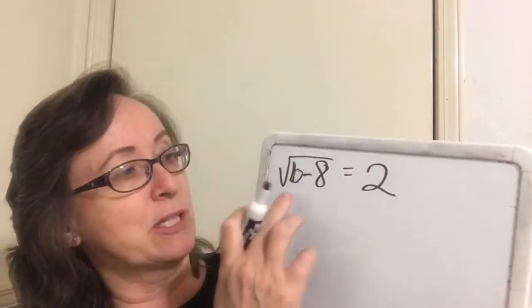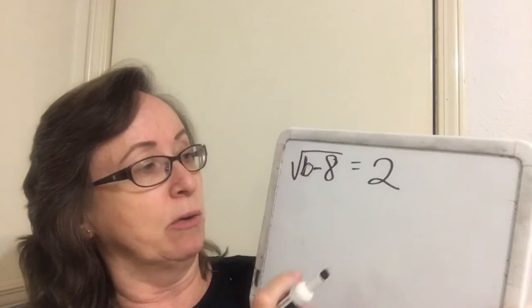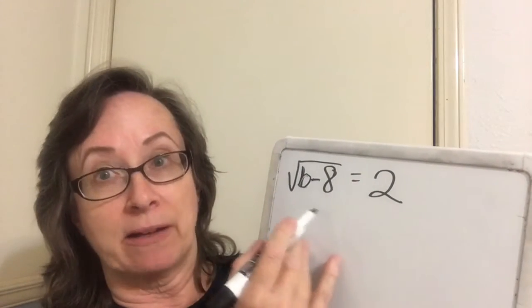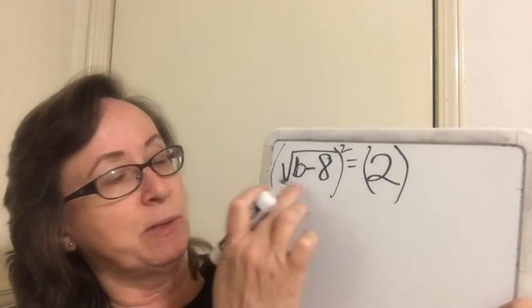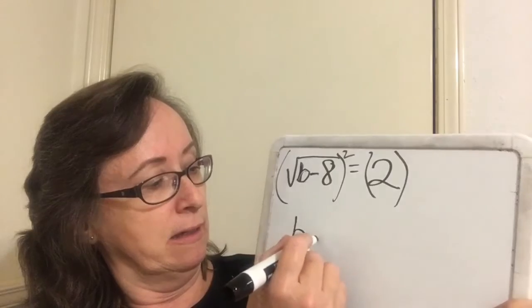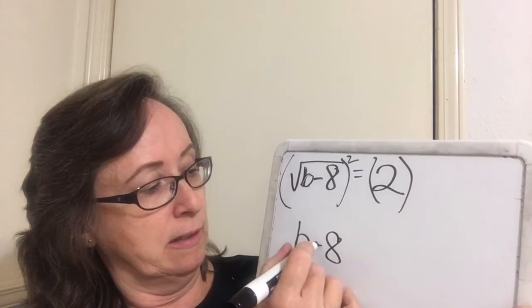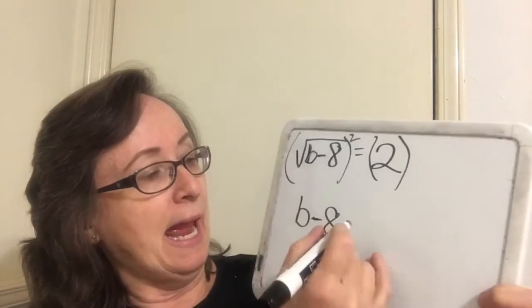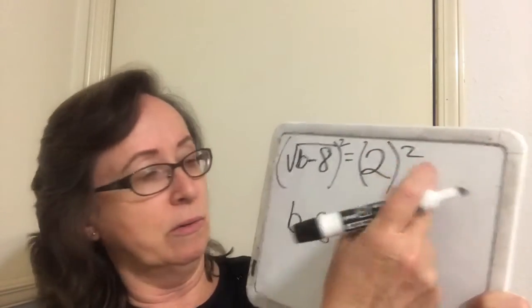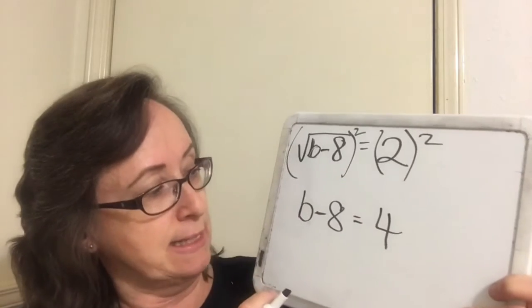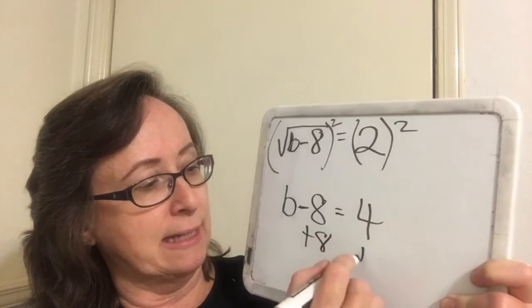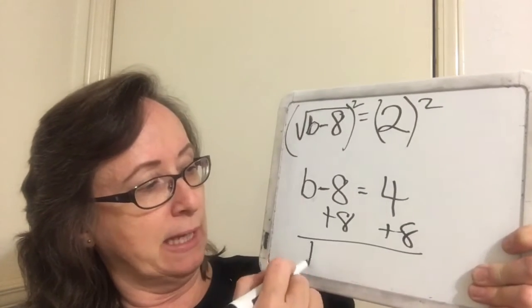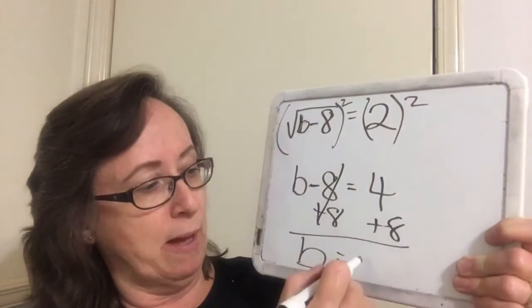Okay, so then we look at the second problem. And we have the square root of b minus 8 is equal to 2. So we already have a radical isolated, so now we will square both sides. And when we square the radical, we get the part that is under the radical, the radicand, okay? And when we square the 2, we get a 4. So we're squaring both whole sides. And then, since we want to get to b, we're going to add 8 and add 8 to the other side. And we're going to get b is equal to 12.